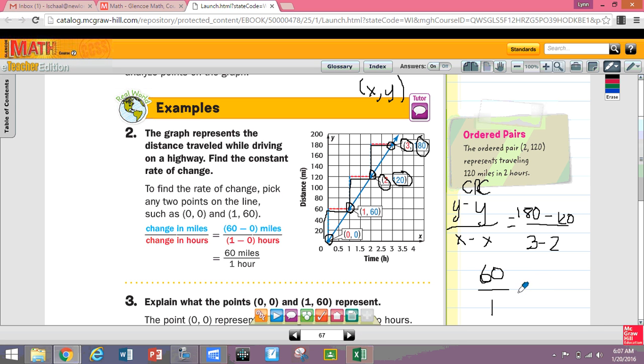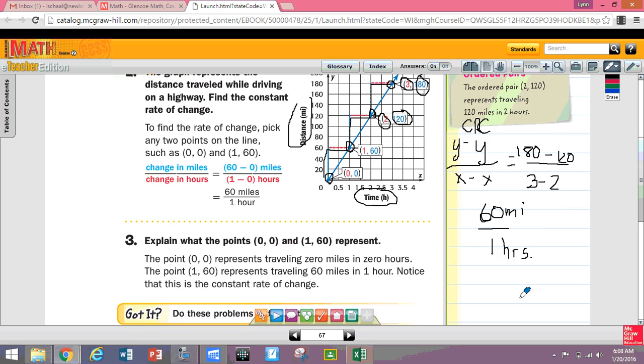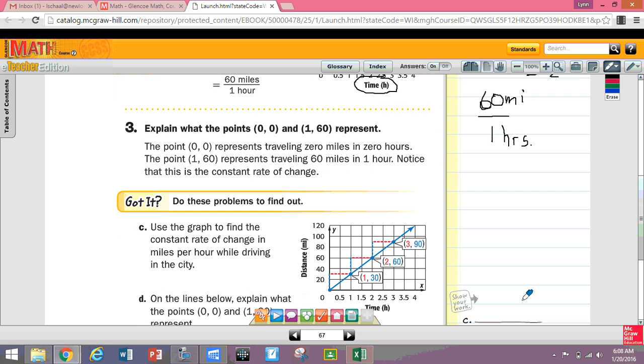So my change in y over my change in x, you need to label these. 60 is what? What is my y? 60 is miles. And what is my x? Hours. That also happens to be my unit rate because it is over 1. So you don't have to do anything to make it a unit rate. So it's 60 miles in 1 hour. Okay?